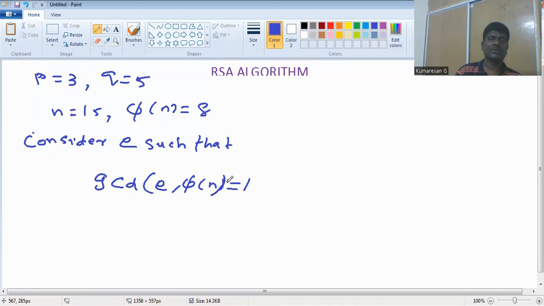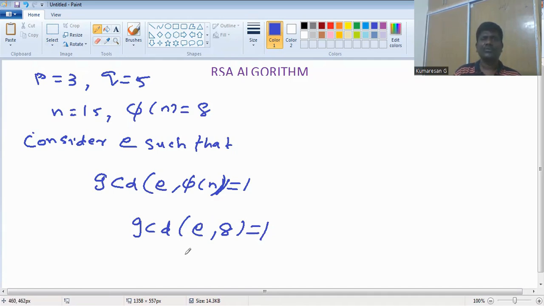So in order to find out the public key values, we must use the greatest common divisor formula. Now GCD of E comma phi of n, we know the phi of n value, so GCD of E comma 8 must be equal to 1. Okay, so greatest common divisor.